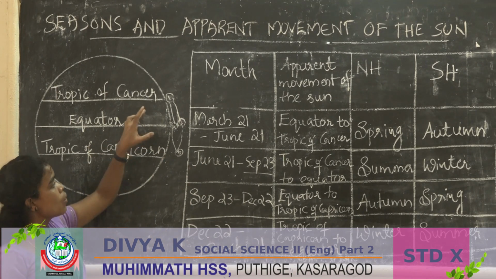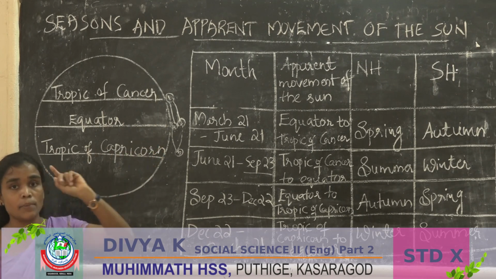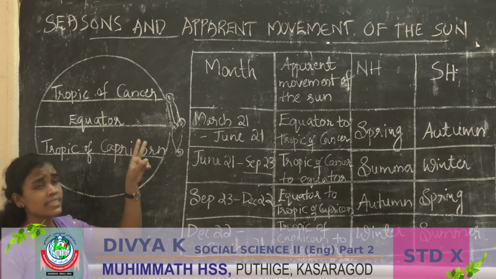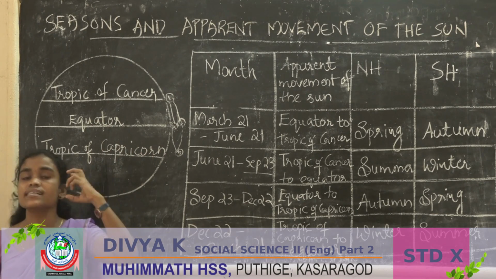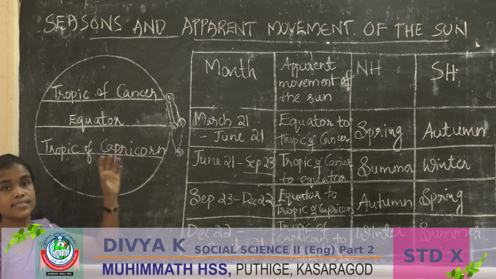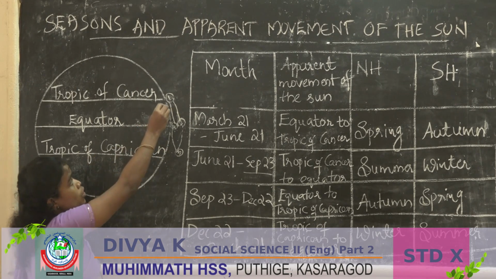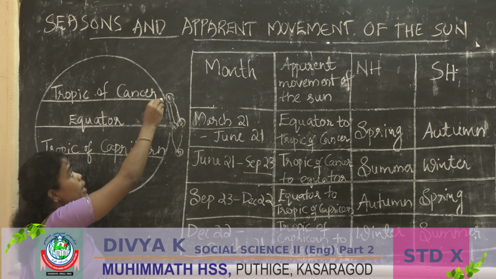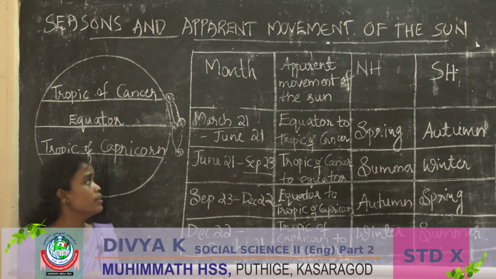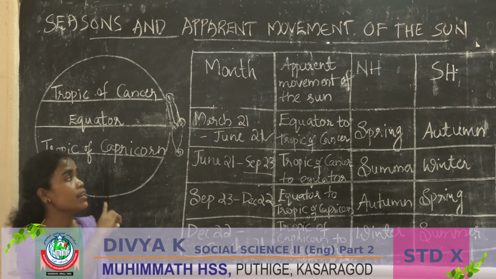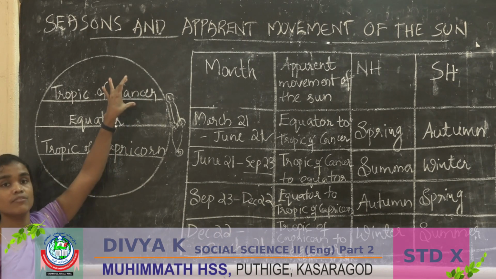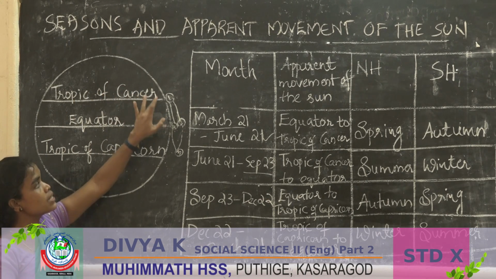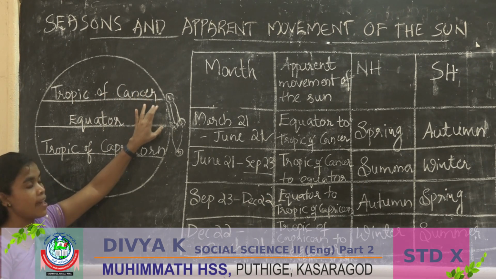So let's discuss what is the importance of the other days, the remaining two months. That is June 21 and December 22. Let's discuss its importance. We already discussed that the sun shifted towards the Tropic of Cancer. On June 21, the position of the sun is in where? Tropic of Cancer. Is it clear? This is the position of the sun in where? Tropic of Cancer.